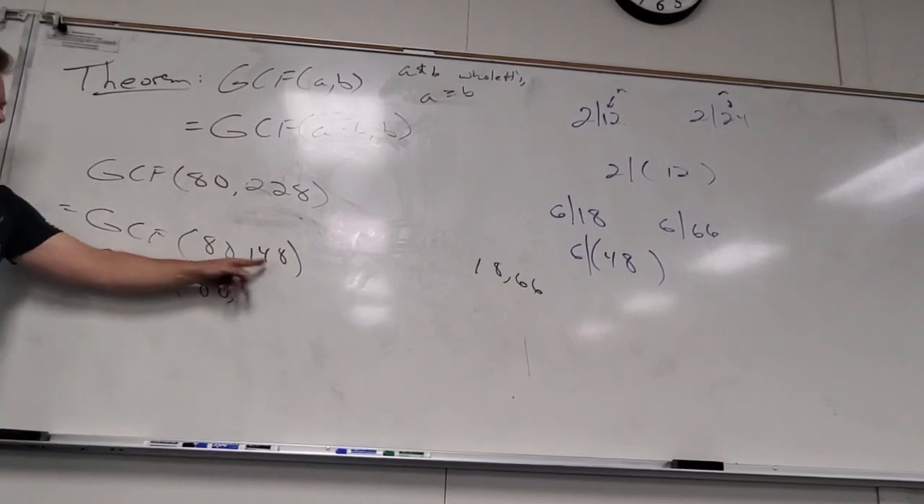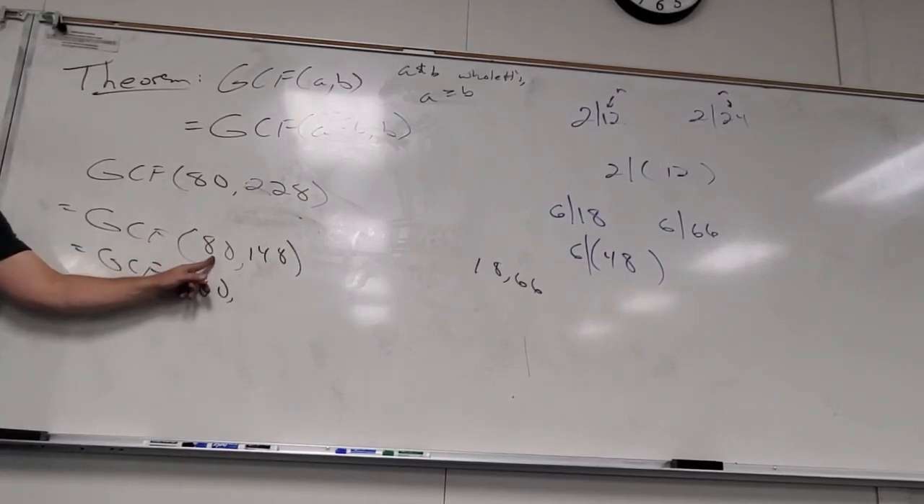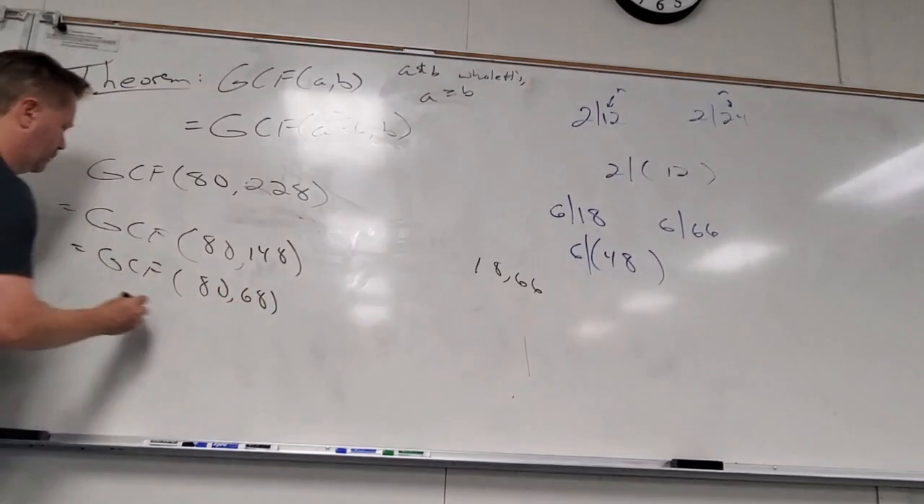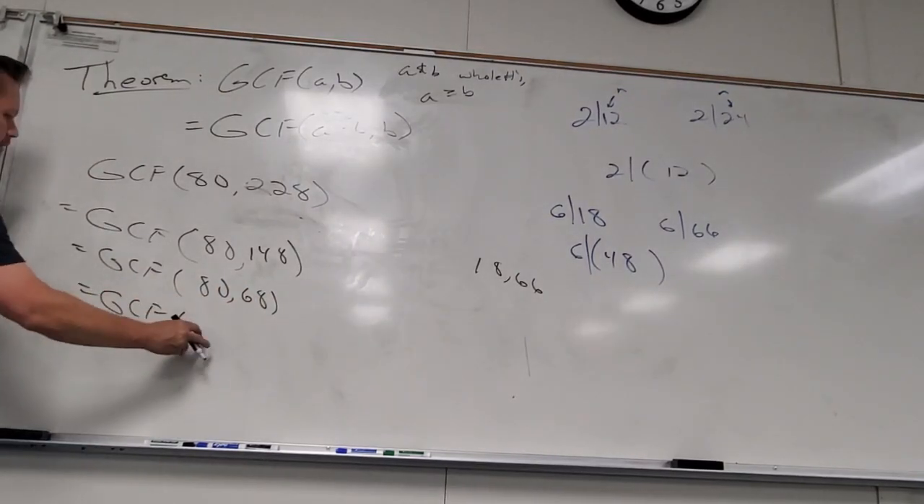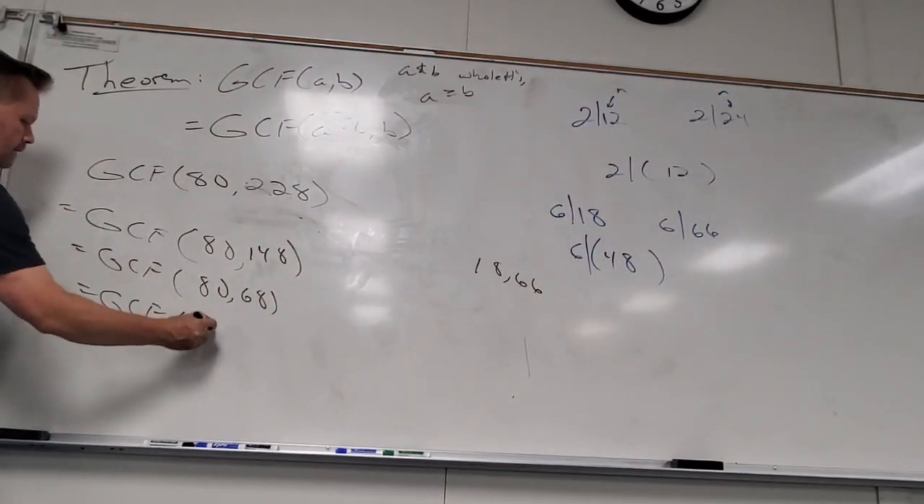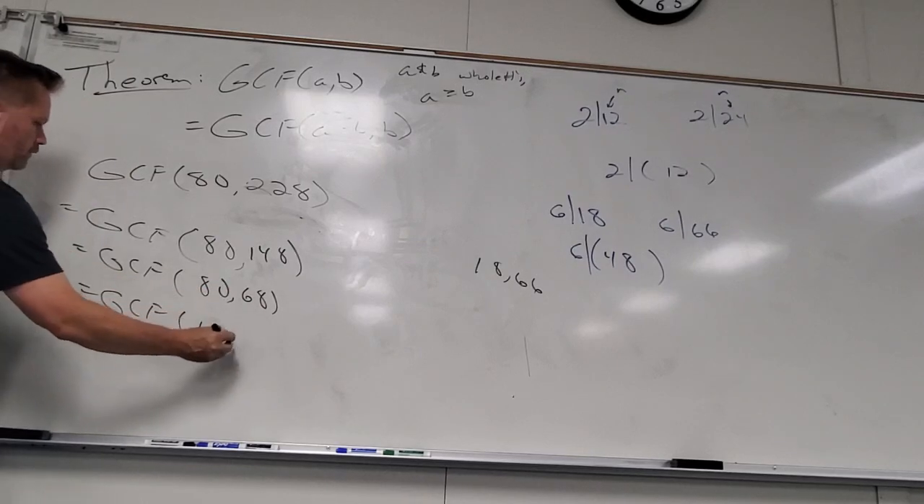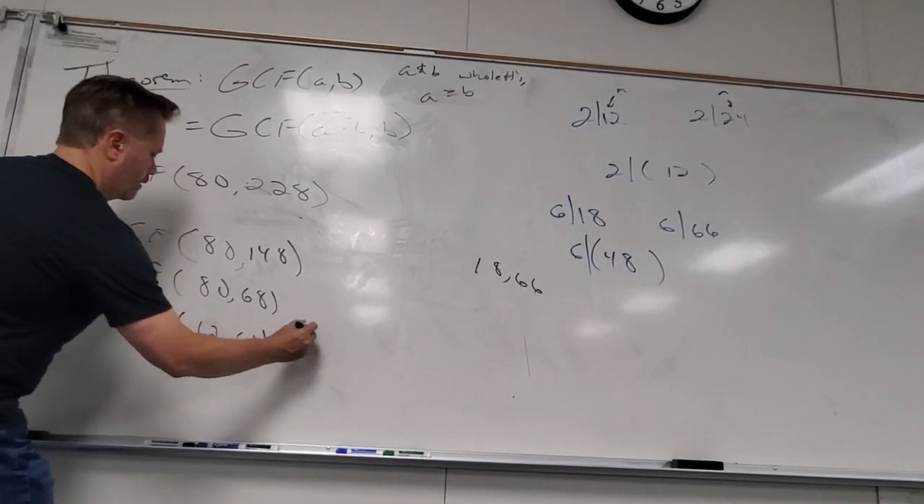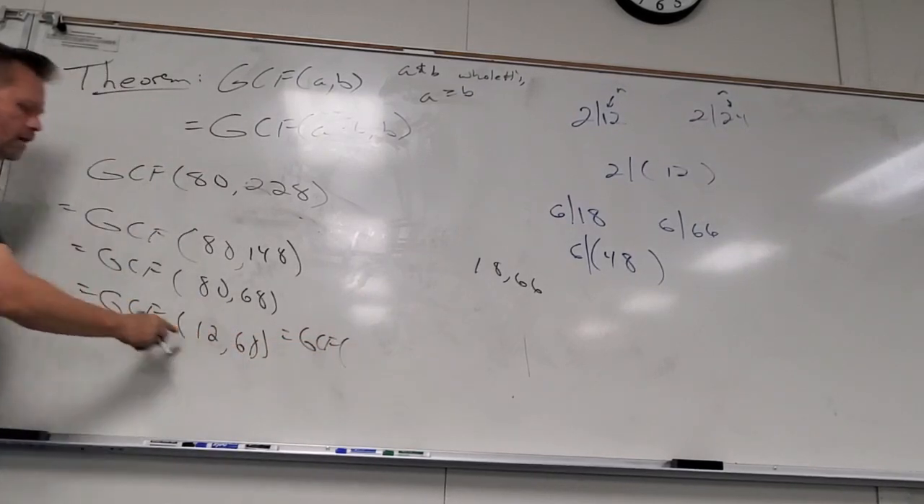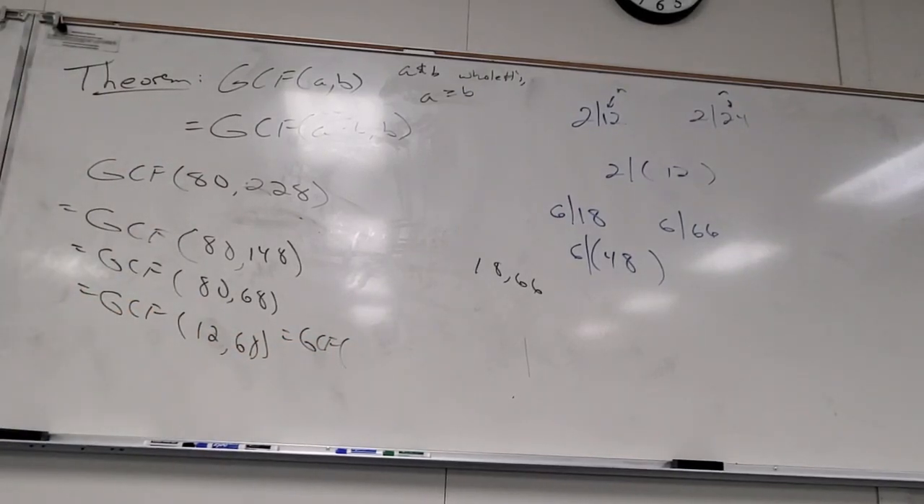So 148 minus 80. Okay, feel pretty good. Now the big one's 80. 80 minus 68 is 12. Then 68 minus 12. Okay, that will work.